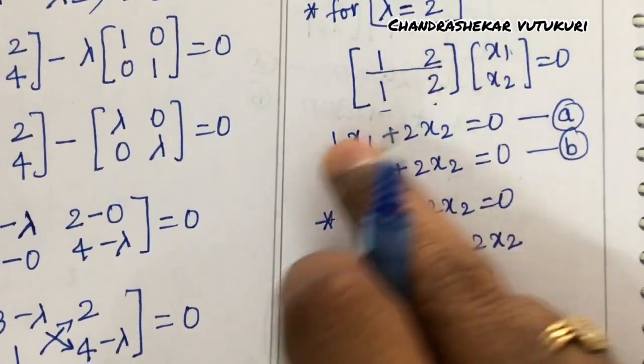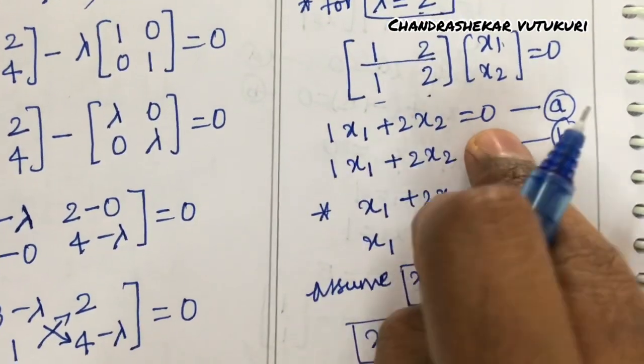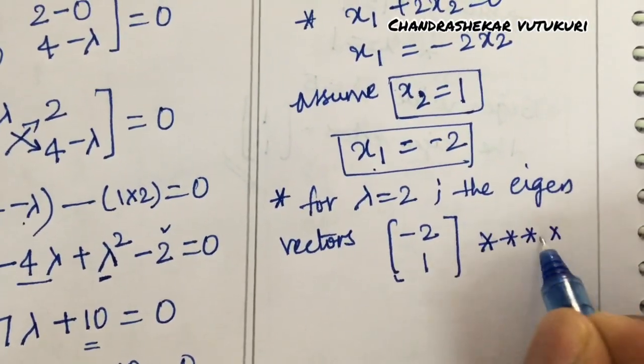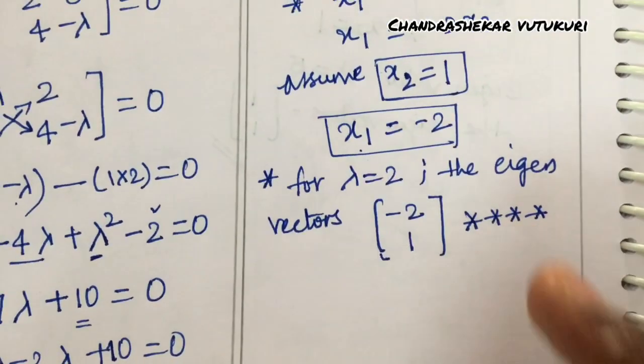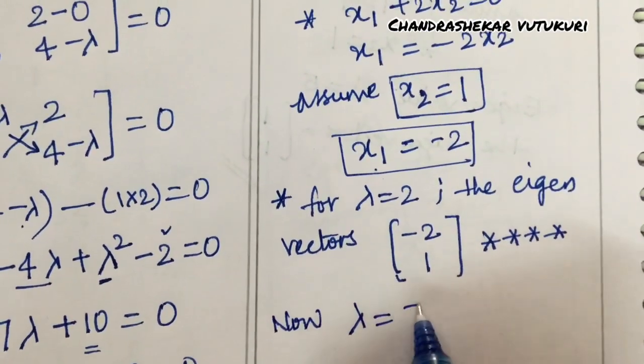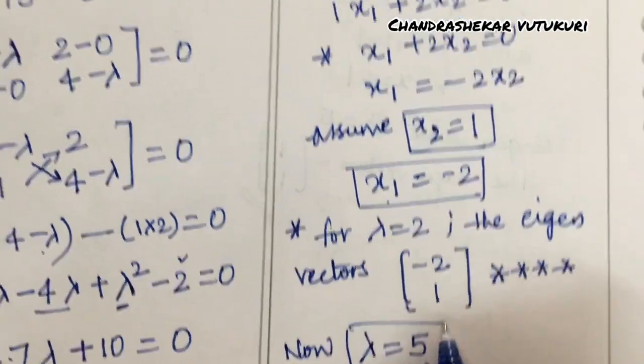Positive 2, positive negative 2, upon calculation is found to be 0. Hence, this is the correct way and correct answer for lambda equal to 2, the eigenvectors. Now, we are supposed to work out for lambda equals 5, what are the eigenvectors?